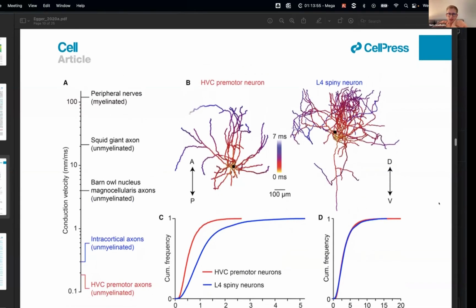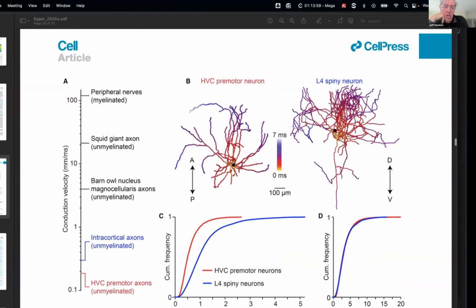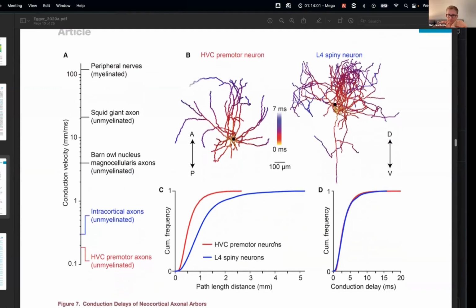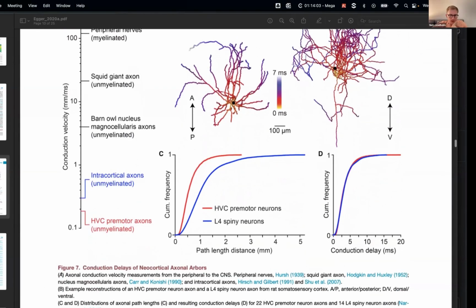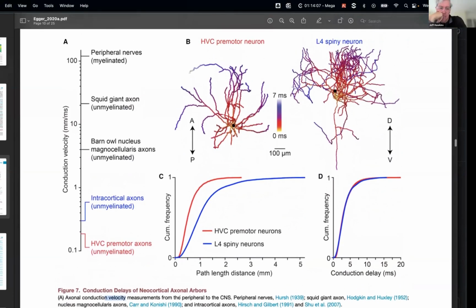Yeah, this is conduction delays, and this is along an axon? Yeah, so axonal conduction delays measured from the peripheral to the CNS, in millimeters per millisecond.